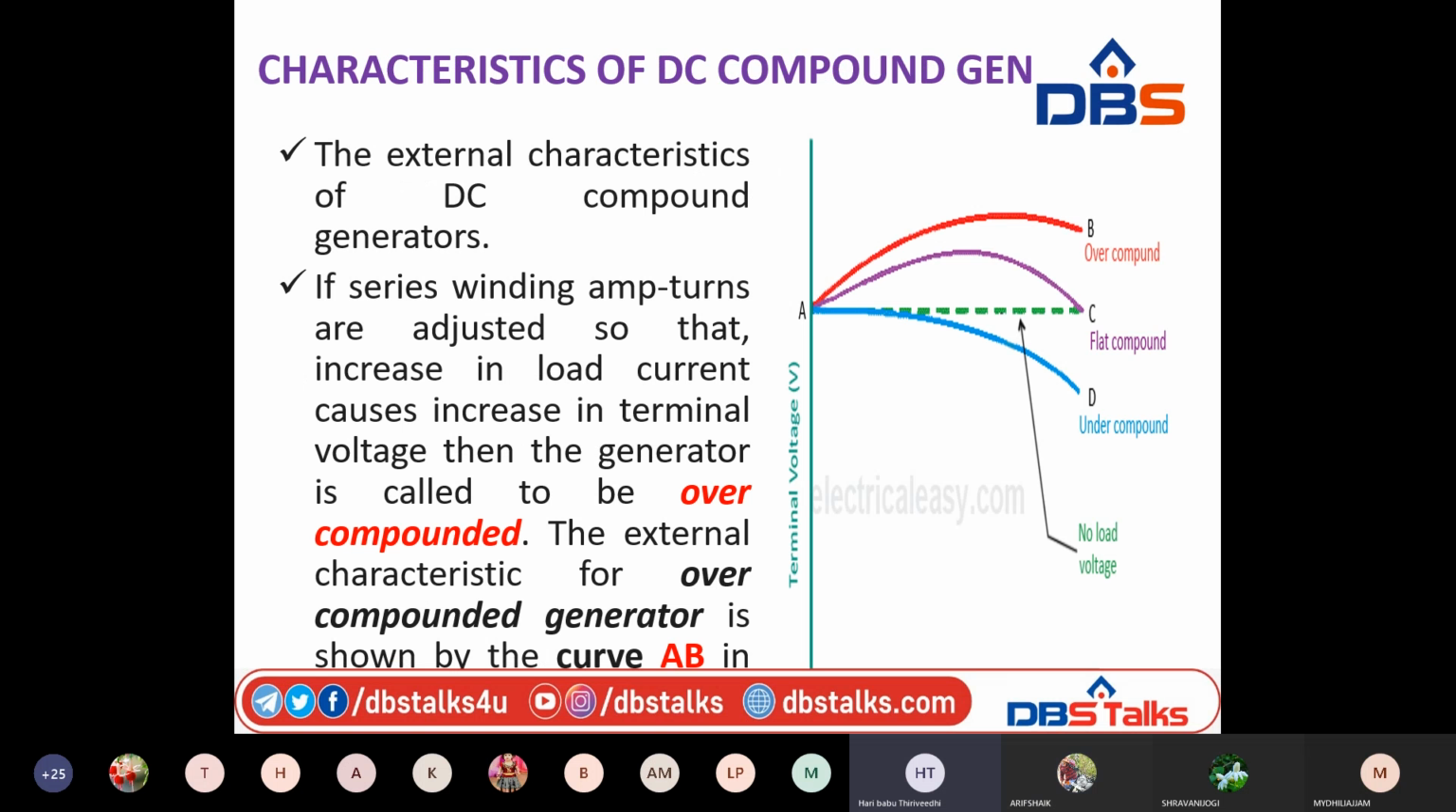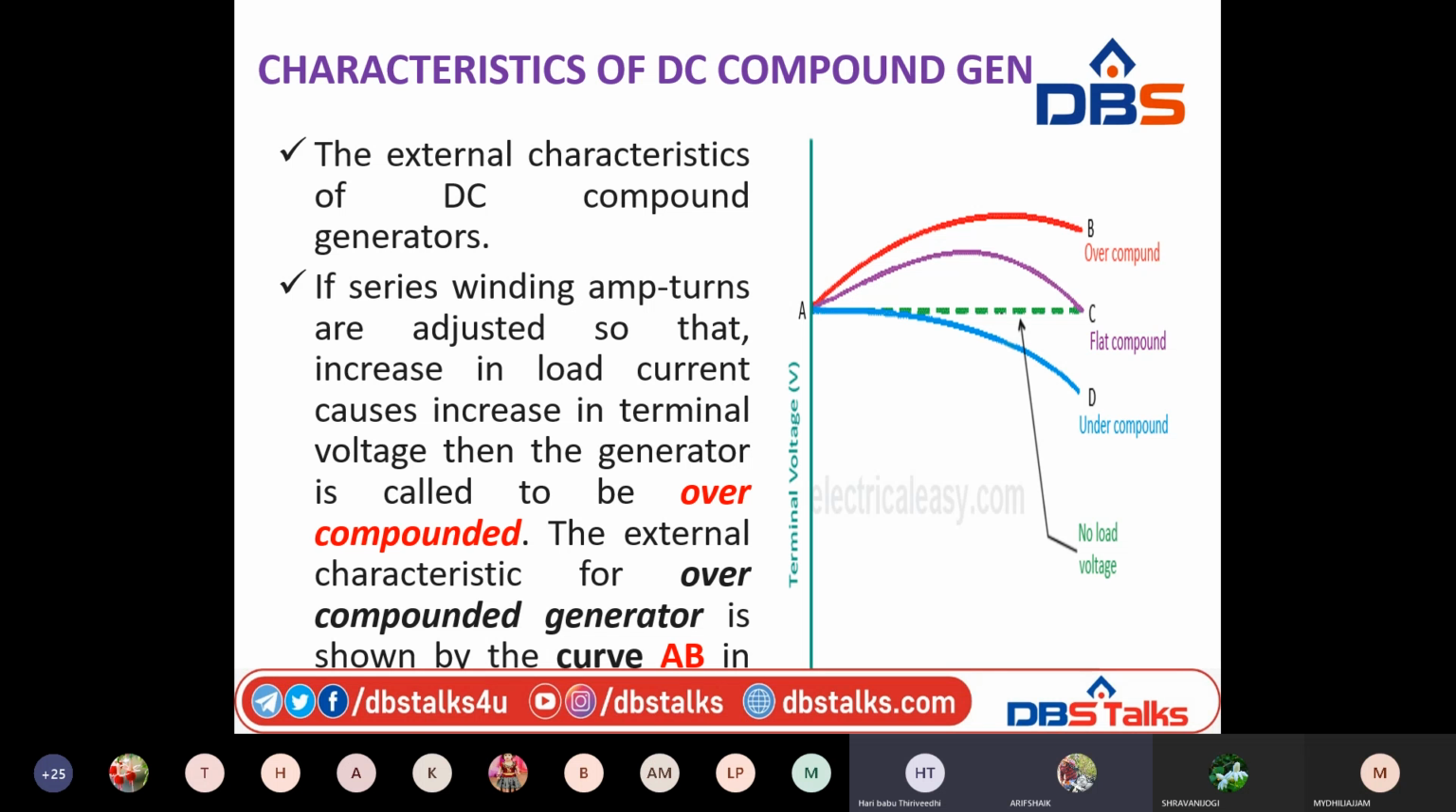Now coming to the last one, compound generator. The characteristics of a compound generator may depend on whether the generator is cumulatively compounded or differentially compounded. Cumulatively compound means both shunt and series fields are aiding or not. If it is aiding, you can call it cumulative compound. If it opposes, you can call it differential compound.